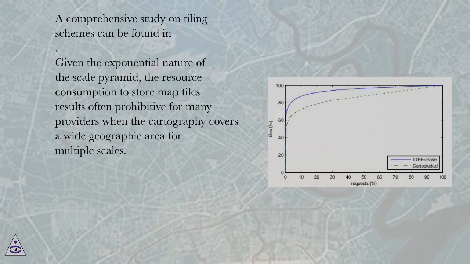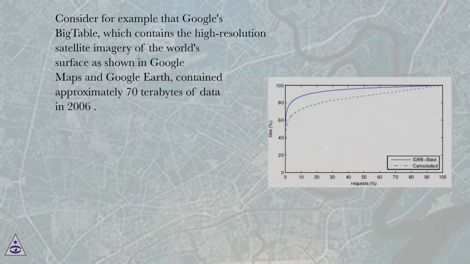Given the exponential nature of the scale pyramid, the resource consumption to store map tiles often results prohibitive for many providers when the cartography covers a wide geographic area for multiple scales. Consider for example that Google's Big Table, which contains the high-resolution satellite imagery of the world's surface as shown in Google Maps and Google Earth, contained approximately 70 terabytes of data in 2006.